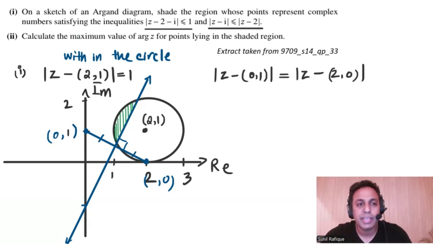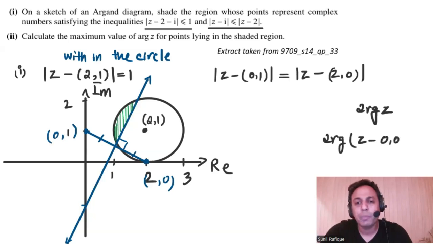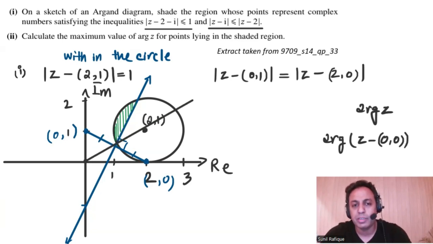Let's take a look at the second one. They are saying calculate the maximum value of argument of z for the points lying in the shaded region. So I need the maximum value of argument of z. How do you understand argument of z? Remember, if no other point is given, origin is the point. Argument means angle. So this is the angle from the origin. You need to connect the shaded region with a line from the origin.